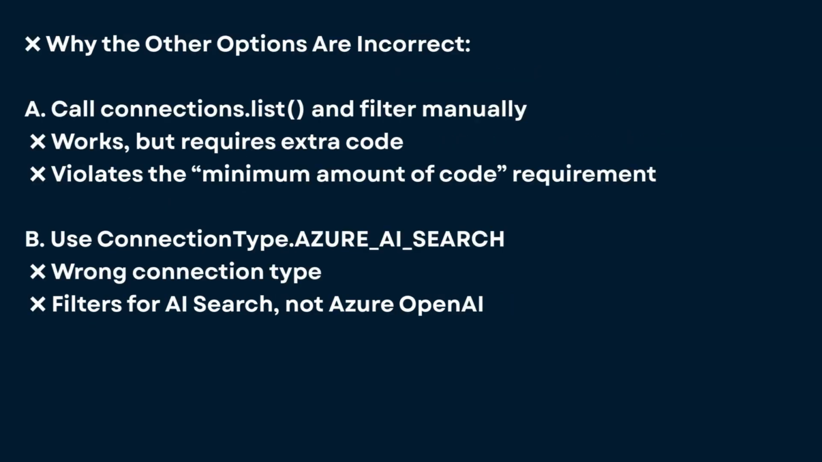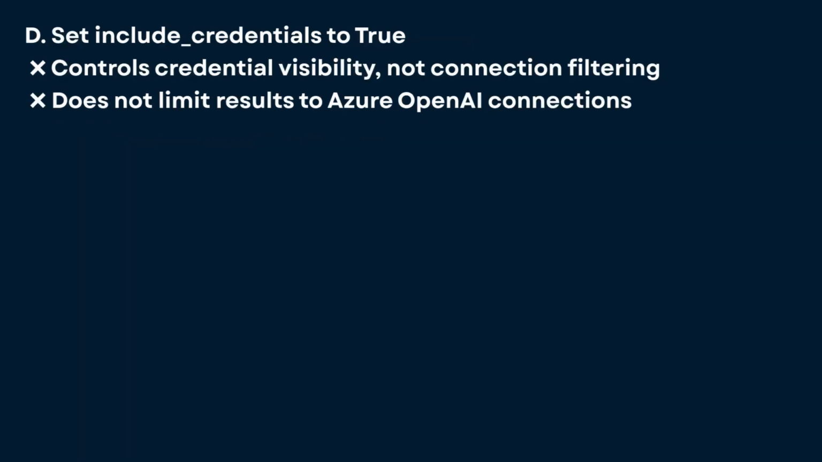Now let's quickly review why the other options are incorrect. Option A works, but requires more code, which violates the minimum code requirement. Option B filters the wrong connection type, so it does not return Azure OpenAI connections. Option D only controls credential visibility. It does not filter connections.